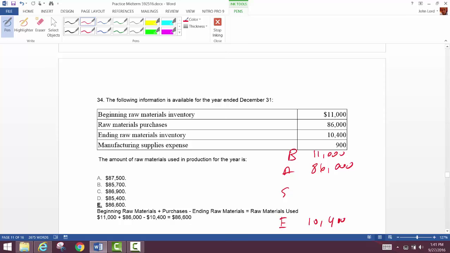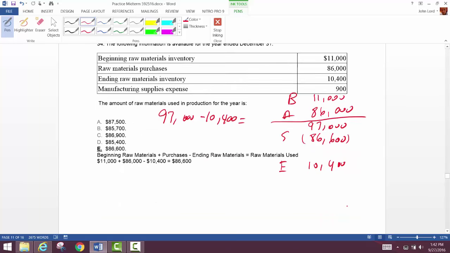I have no idea what manufacturing supplies expense is. That's a distractor. Okay, so what's the total subtotal here? Okay, and so I do my little side calculation, 97,000 minus what, 10,400? Gives me the subtract must have been 86,600. Right? Okay, good. These are pretty easy, right?